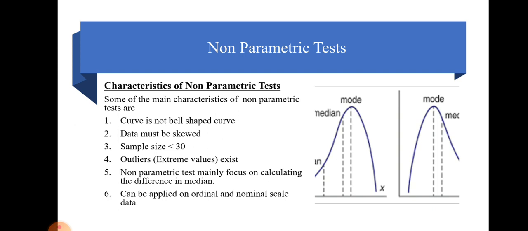Like if the average of all the values is 24, then maybe there are some values like 100, 80, or -2, -4. These are known as extreme values that deviate very much from the mean. We call them outliers. Non-parametric tests mainly focus on calculating the difference in median, whereas parametric tests are interested in calculating the difference in mean. Non-parametric tests can be applied on ordinal and nominal scale. When some ranking is given, we can apply the non-parametric test.